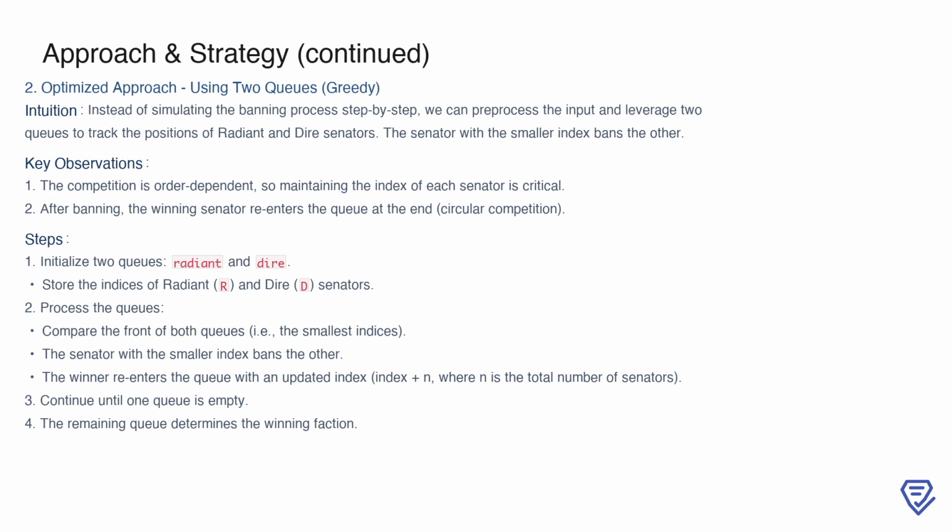A more efficient solution is the optimized approach using two queues, which applies a greedy strategy. Here, the key idea is to pre-process the input and use two separate queues to track the positions of Radiant and Dire senators.